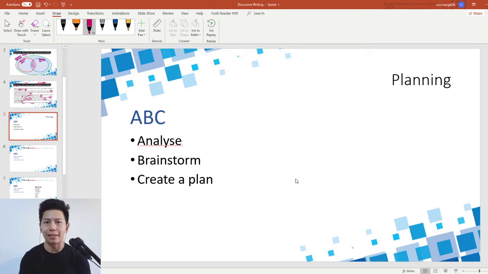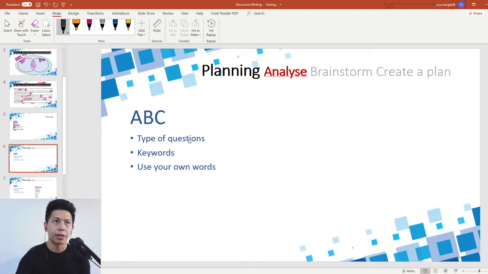Now, how do we plan? Planning for this kind of writing, discursive writing, is very straightforward. You have the A, B, and C, as easy as A, B, C. First, you analyze the question, then you brainstorm, then you try to create a plan. How do we analyze the question first? To analyze the question, you've got to figure out the type of question, the keywords, and to use your own words as much as possible to paraphrase some of the keywords.